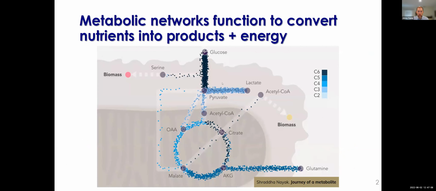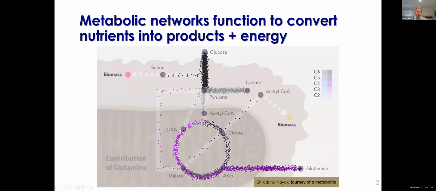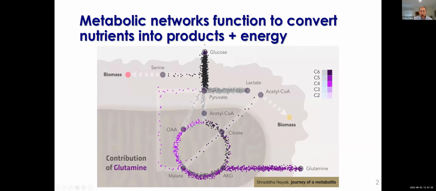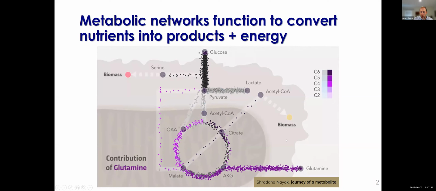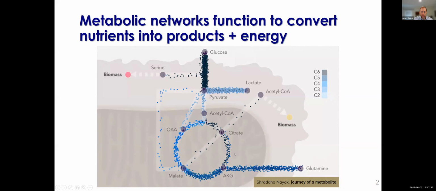Before I launch into the specifics of what we've been doing, I just want to remind everybody of a general aspect of metabolism, which is that the function of metabolism is to convert nutrients into products and into energy. And so that is inherently a dynamic process, which involves transformation of carbon and nitrogen through metabolic networks. And one of the major issues we deal with in metabolomics is trying to infer this dynamic function from what in many cases ends up being steady state snapshots.